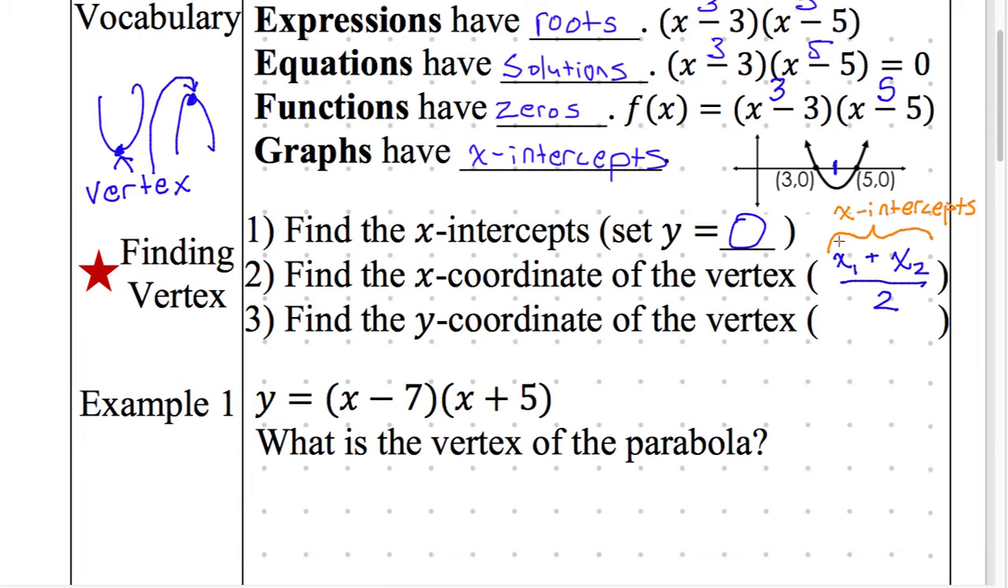All right, and then finally, the new step today, finding the y-coordinate. Because again, the vertex, the thing I'm trying to find, has an x-coordinate and a y-coordinate. So once I find the x-coordinate, how could I find the y-coordinate? This is you guys. How could I find the y-coordinate if I have the x-coordinate? And you can be thinking, okay, in example 1, I could find those x-intercepts. I can find the x-vertex. How do I find the y-vertex, the y-coordinate?